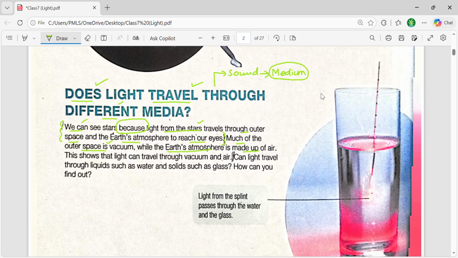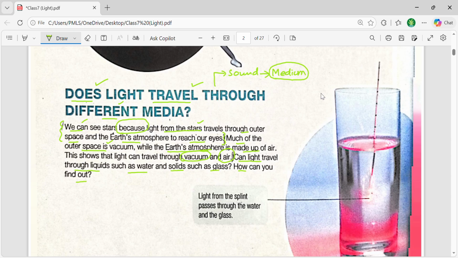So this example has shown us that light can pass through a vacuum and through a medium like air as well. Here is the question they are asking you: can light travel through liquids such as water and solids such as glass? How can you find out?